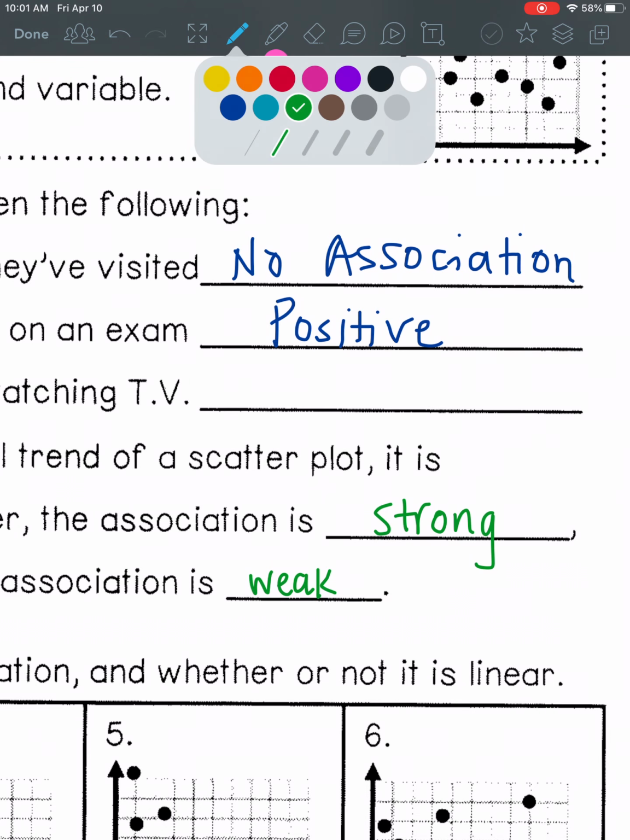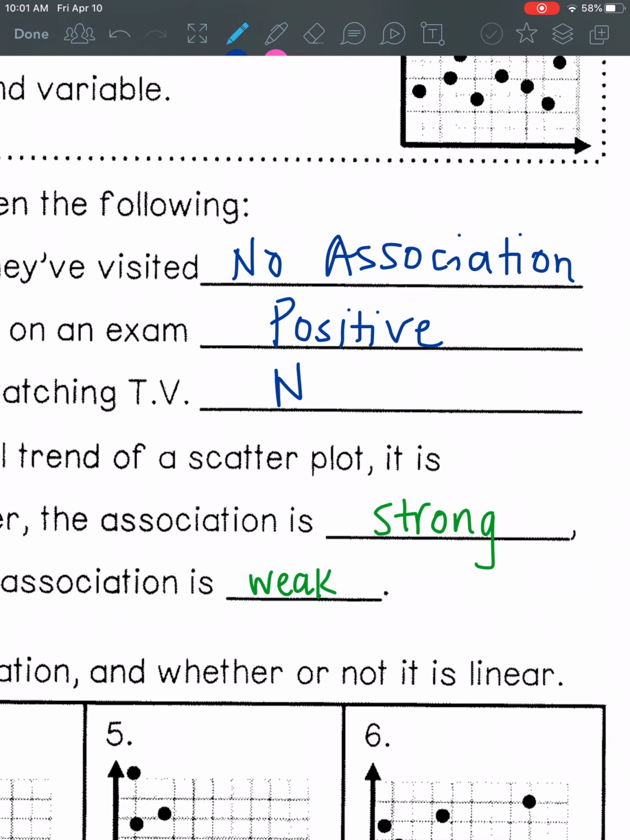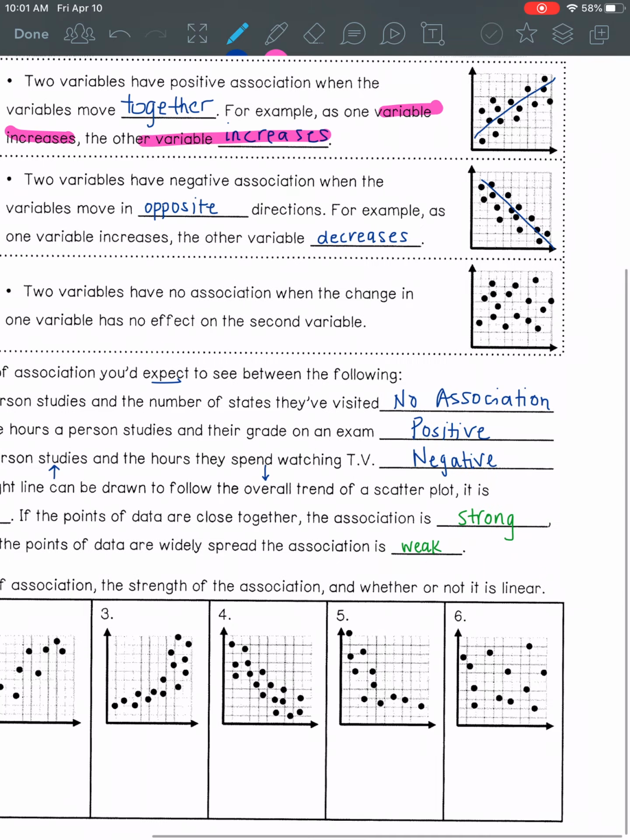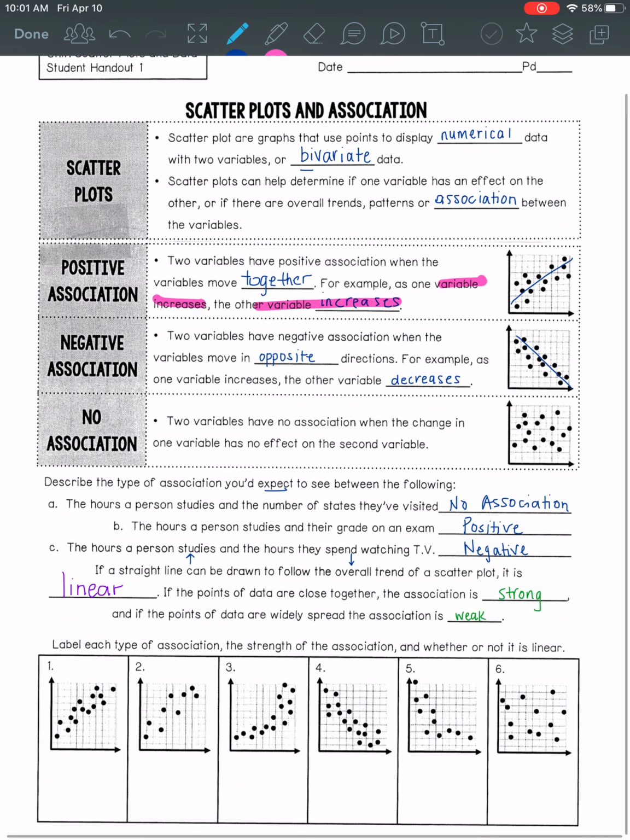Okay, and I think when I was deleting some things here, I deleted the answer for this, the negative association. So we're going to look at all these examples down here at the bottom and identify: do they have a positive, negative, or no association? Are they linear or nonlinear? And then is it a strong or a weak association?